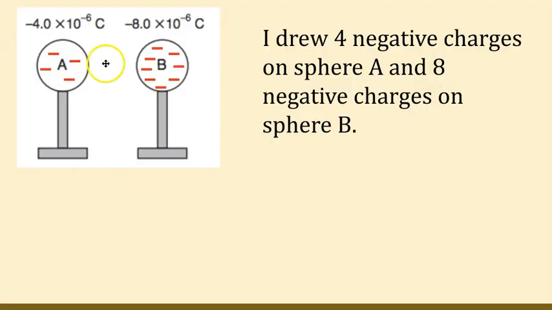And to get a better look at this, I drew in 4 negative charges on the left on sphere A and 8 on sphere B, and I just did that to match these two numbers, even though it doesn't actually mean that there's 4 electrons and 8 electrons, because negative 4 times 10 to the negative 6 coulombs is totally different than 4 electrons. But it's a good way to just get a visual on what's happening. This one definitely has more electrons compared to this one, but they both have extra electrons on them.